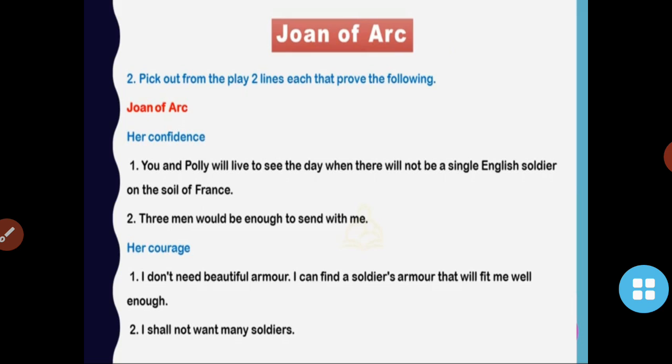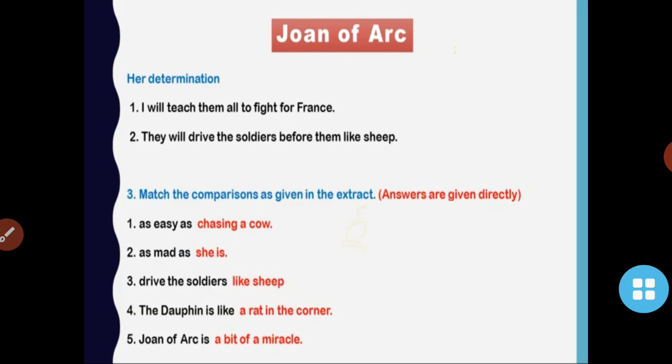Okay, the second question is, pick out from the play. You can refer to your English textbook and see the questions. Pick out any two lines from the play and prove the following. Okay, Joan of Arc, her confidence and her courage. First we have to write about her confidence and her courage. There are two lines for her confidence and two lines for her courage. Now her determination, there are two lines for her determination.